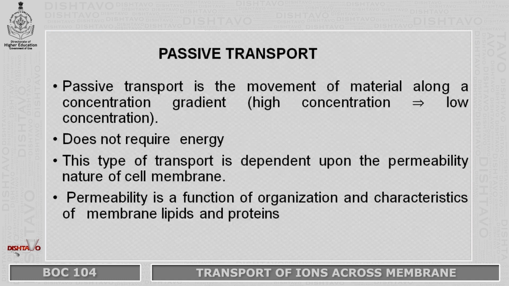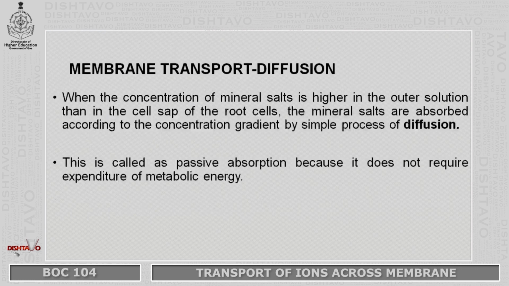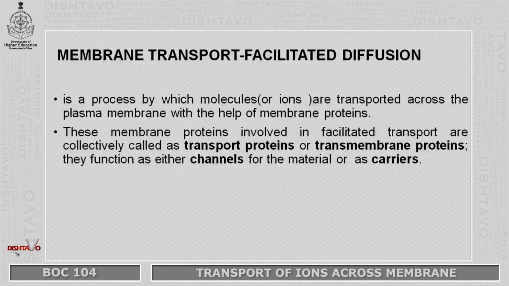Now, I'm repeating here, what is passive transport? Movement of material along a concentration gradient does not require energy, and this type of transport is dependent upon the permeability nature of the cell membrane. One example of passive transport is diffusion. When the concentration of mineral salts is higher in the outer solution than in the cell sap of the root cells, the mineral salts are absorbed according to the concentration gradient by a simple process of diffusion.